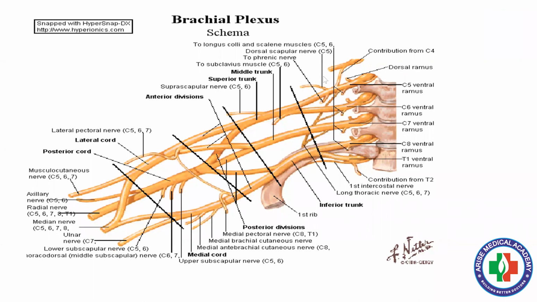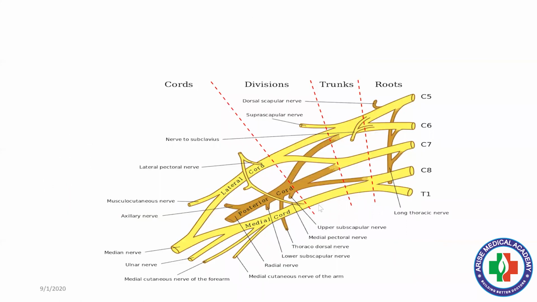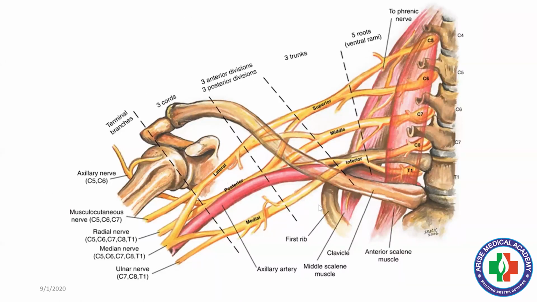Now let's come to the concepts. I'll tell you. So just understand the roots and the trunks. They are supraclavicular. They are in the neck region, in the posterior triangle of the neck. The divisions just lie behind the clavicle, whereas the cords as well as the branches lie in the axilla.